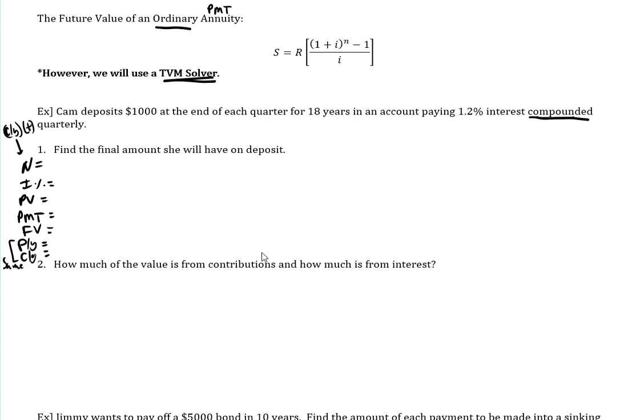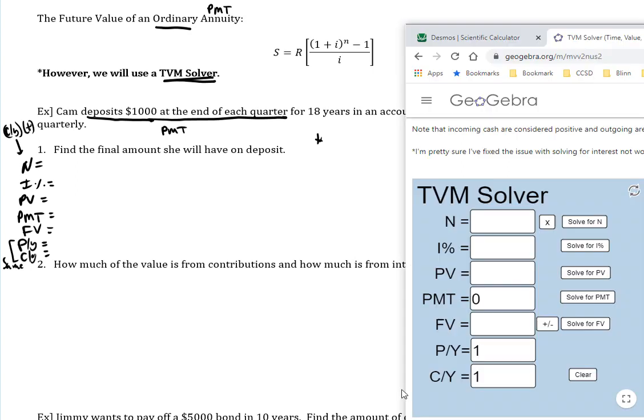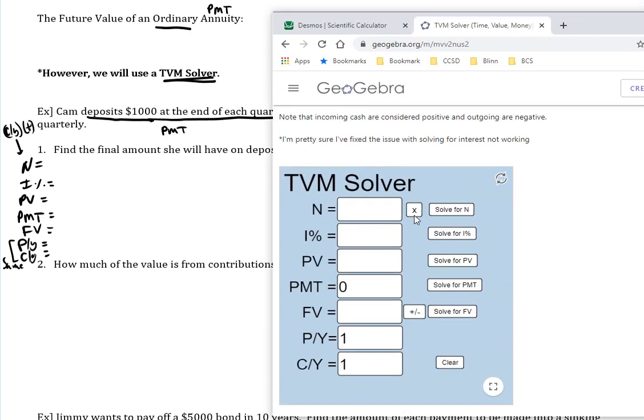So let's break down this statement. It says Cam deposits $1,000 at the end of each quarter. This is a payment, because it says at the end of each quarter. And let's add one other note. It says it here too in the calculator, which is kind of nice.